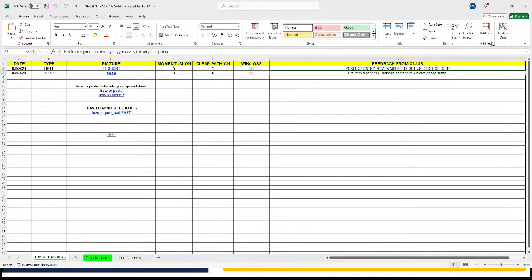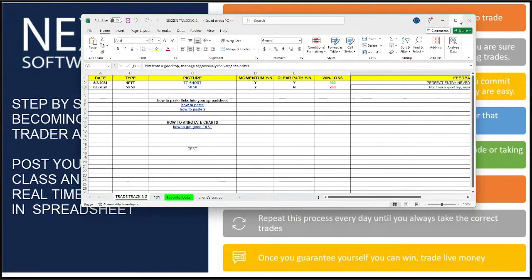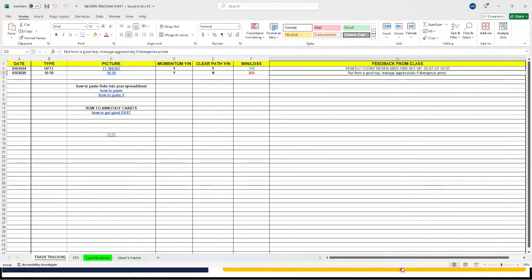The first page is your tracking sheet, and this is nothing more than a trade journal. Even the CME says, hey, have a trade journal. You need to be able to track your progress. And that's what the first page is, guys. You can put your pictures of your trades in here. What type is it? When did you do it?